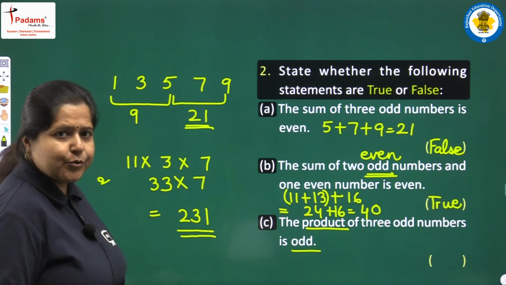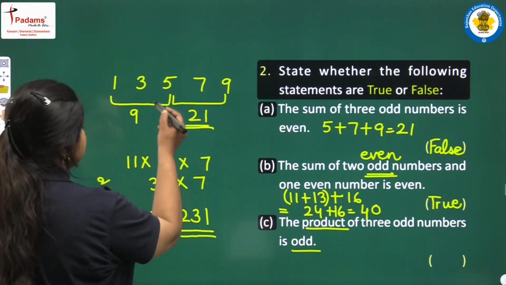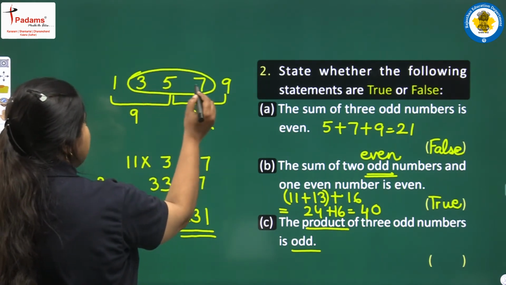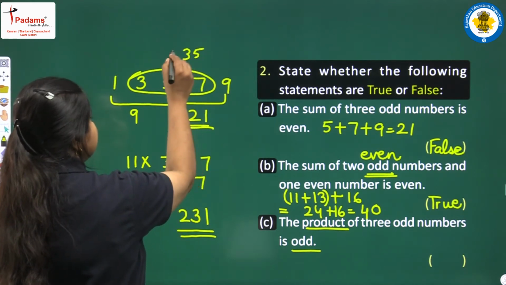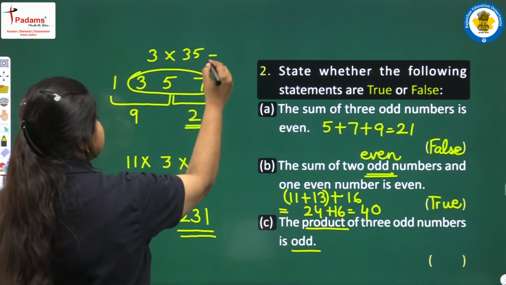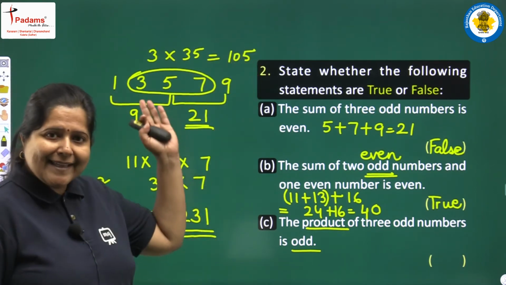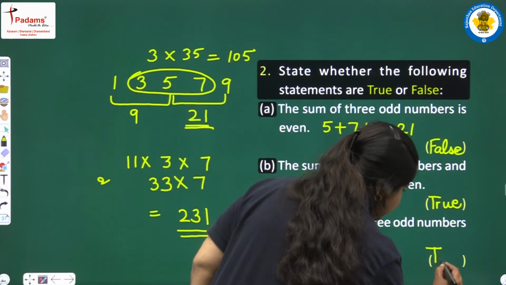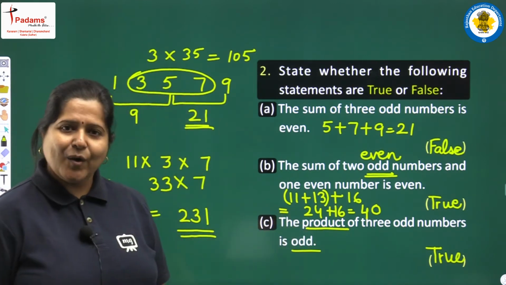That's very much true. You can take one more example. If we multiply any other three odd numbers, let us multiply 3, 5 and 7. We know 5 7s is 35, and if we multiply it by 3, what do we get? 3 5s are 15. It will be 105. Yes, again an odd number. So the statement is very much true. Yes, the product of three odd numbers is odd.